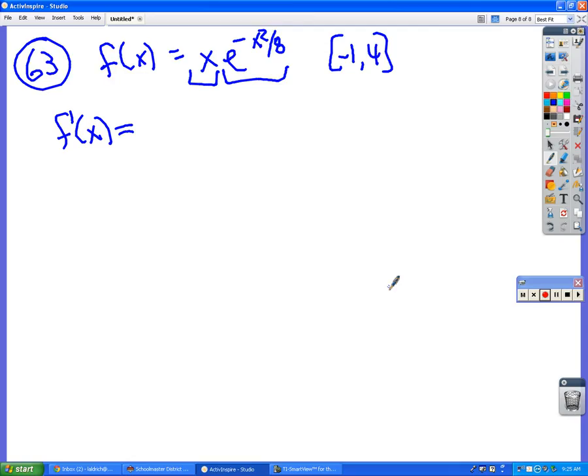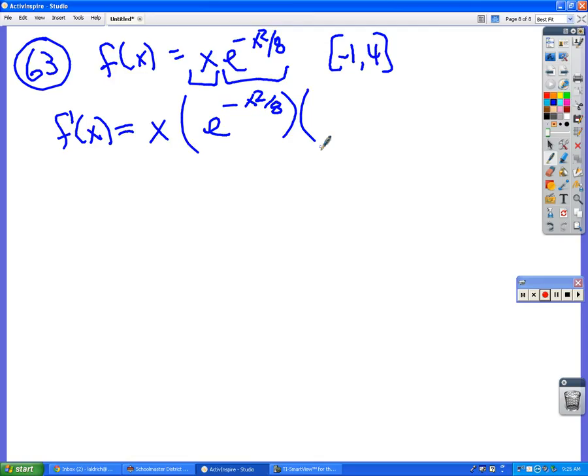Product rule. So I'm going to go first one times the derivative of the second one. Now the derivative of e to the negative x squared over 8 is e to the negative x squared over 8. And then I have to multiply that by the derivative of negative x squared over 8, which is... Quotient rule? No. It's power rule. Good joke. We'll call it a calculus joke there.